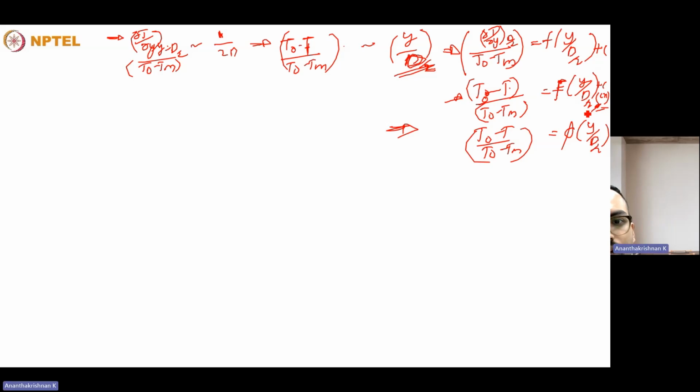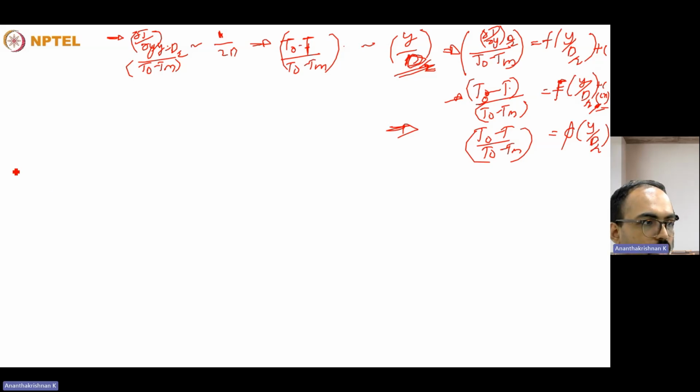So that's a crude way of trying to show that the dimensionless temperature profile depends only on the variable y by d by 2. Now we move on and try to show the variation of the temperatures.